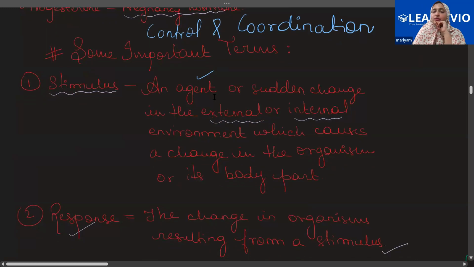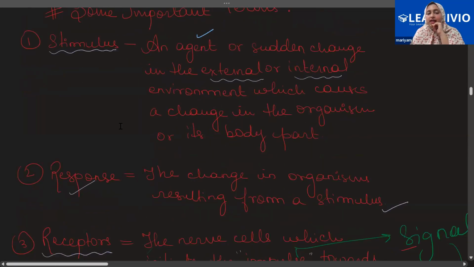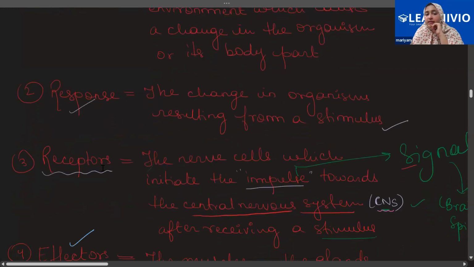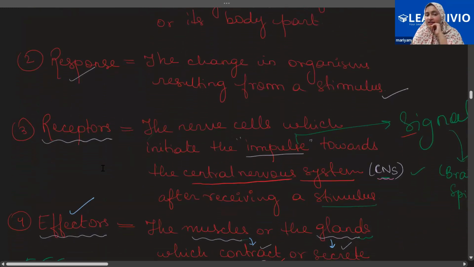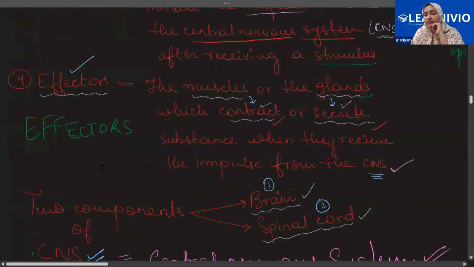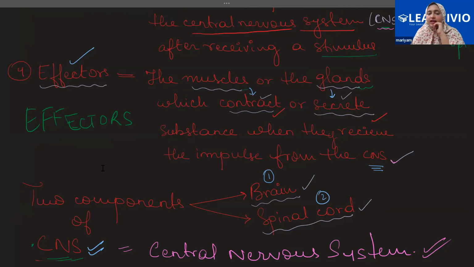So to look at what we have learned today, we have seen some of the most important terms with respect to control and coordination. We've seen the stimulus, that is the change that is provided to the body. It is the initial signal, and then a response, which is a change that is done as a result of a stimulus. The receptors are those nerve cells that carry the stimulus or the impulse to the central nervous system. And then there is the effector. These are the muscles or the glands that produce the response. I mean, the response is produced through these effector muscles or glands.